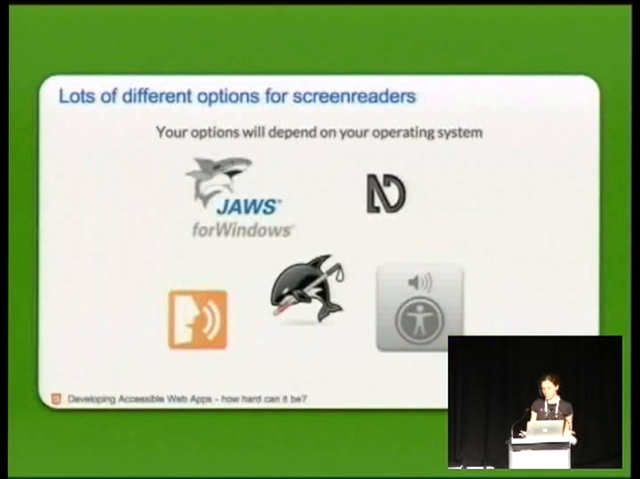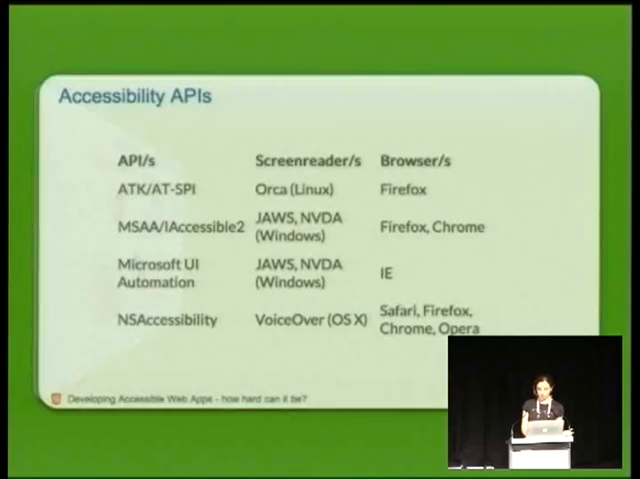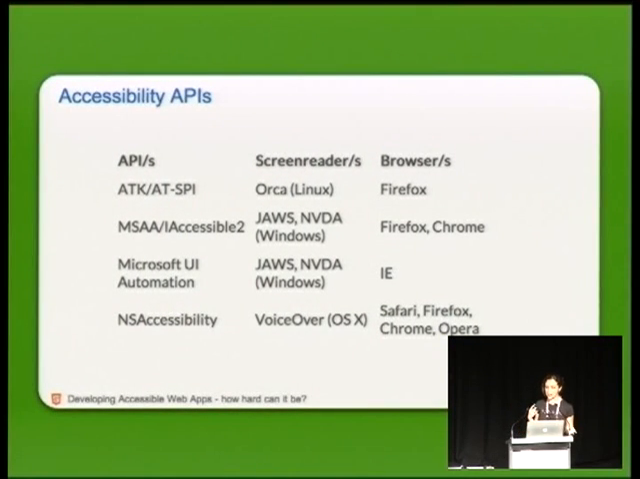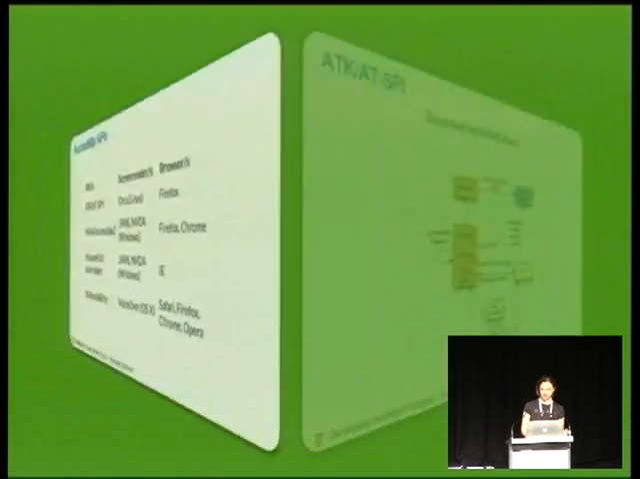There's lots of different screen readers that you can use. We've got JAWS, NVDA, Chromevox, which is, again, not using the accessibility APIs, Orca, which is the GNOME screen reader, and VoiceOver, which is built into Mac. Depending on your choice of platform, you'll have different choices of screen readers, and they'll use a different accessibility API. So we've got a bit of a matrix here of the different APIs. ATK, ATSPI, I'll get to them in detail on my next slide.